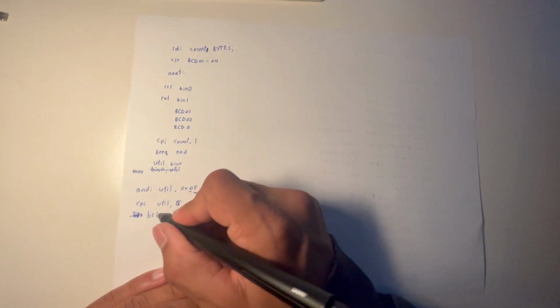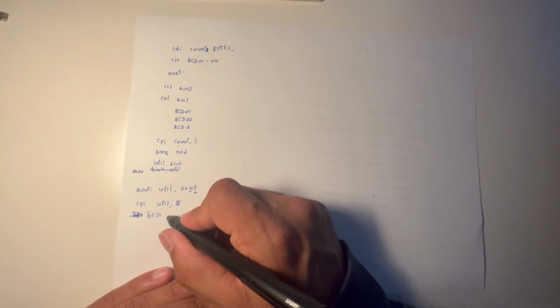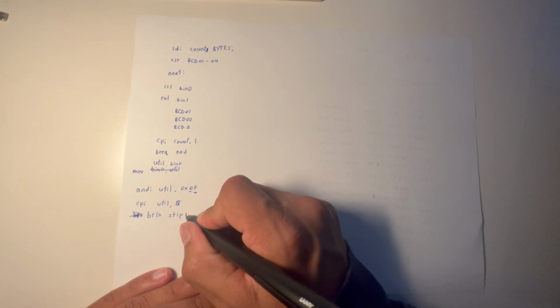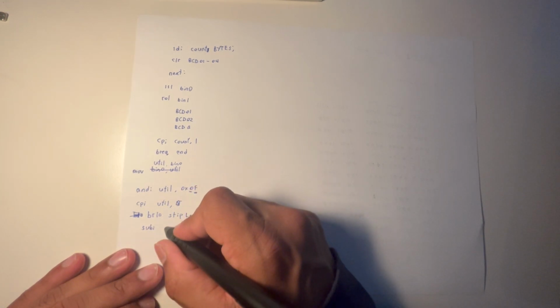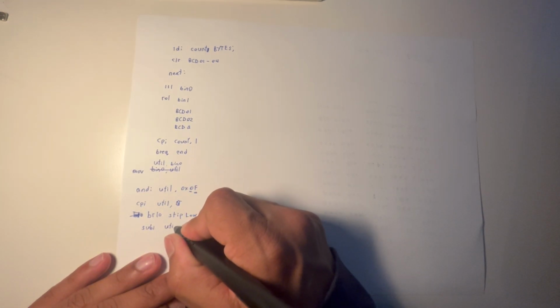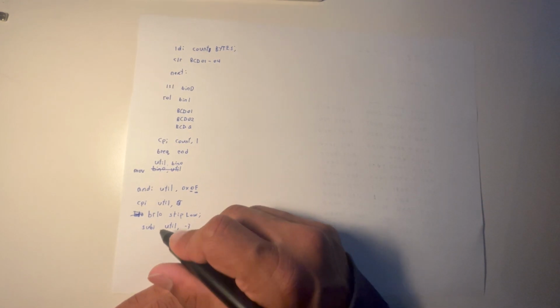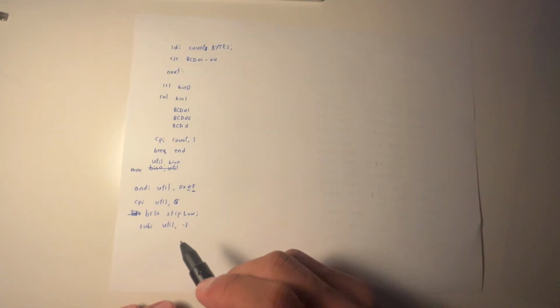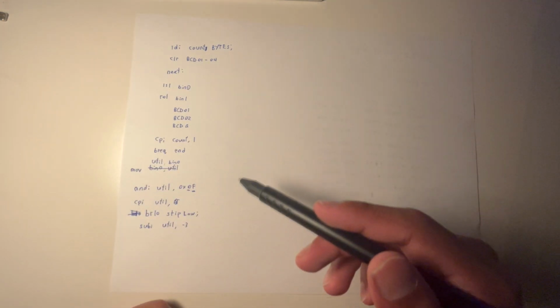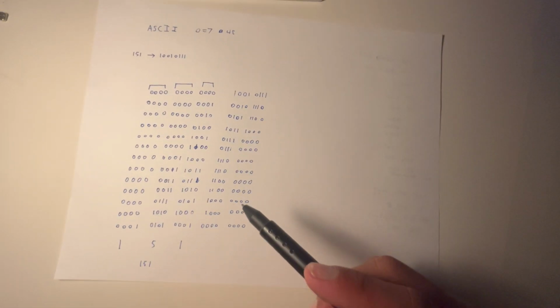And then if it's less than 5, or if it's not greater than or equal to 5, we're going to branch if lower than to skip low byte. And then the next line is just going to be subtract immediate, and we're going to subtract -3 from utility, because there's no add immediate instruction, but by subtracting a negative, we're effectively adding a positive. Essentially, that's just going to loop through 16 times, and we end up with the same results as what we did here, and that is how the code works.